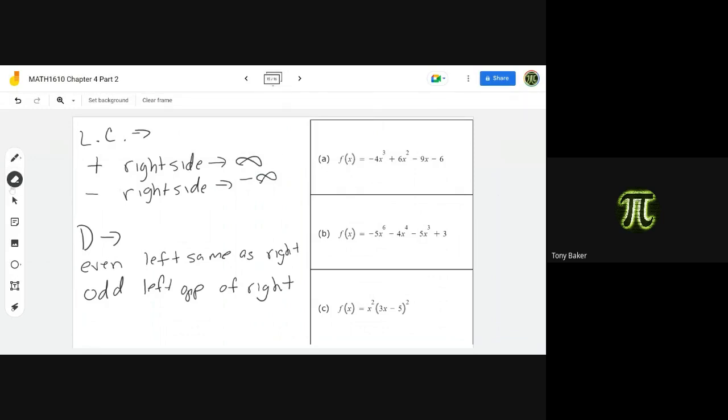All right. Everybody got that written down somewhere? Left is opposite of the right. So odd is the left is opposite of the right. So if the right went up, the left went down. The right went down, the left went up. Yep, this is end behavior.